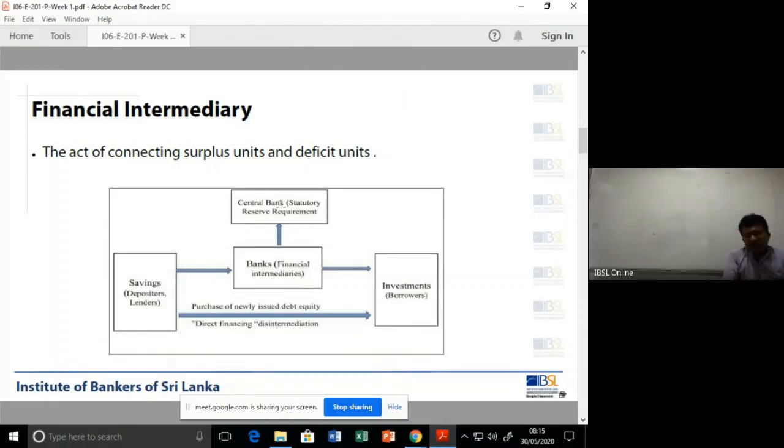Remember, in different countries, different names are used to address the regulator of this financial intermediary. In Sri Lanka, we call it CBSL, Central Bank of Sri Lanka. In the USA, we call it the Federal Reserve. So within brackets, statutory reserve requirement, that is mentioned, central bank.